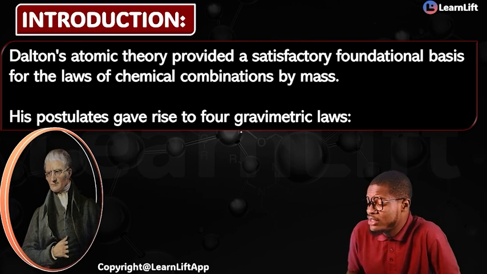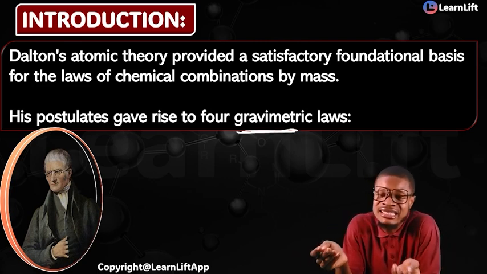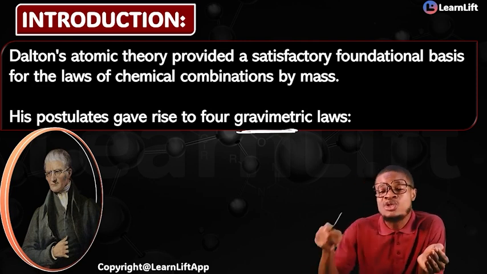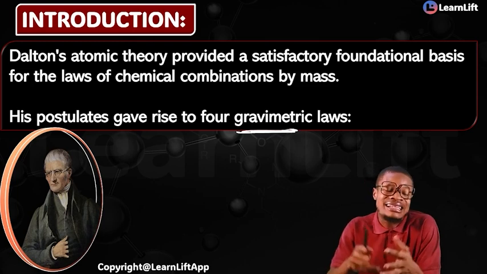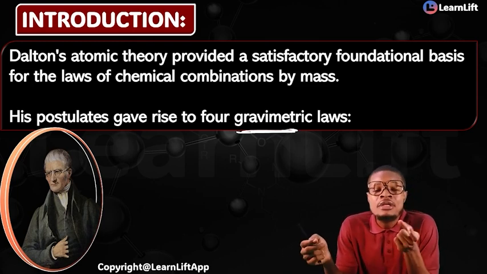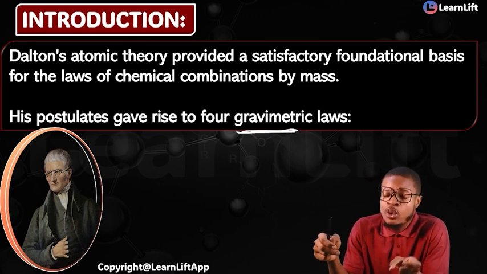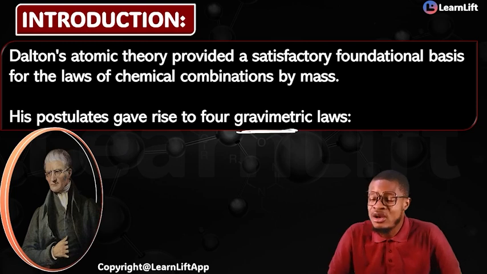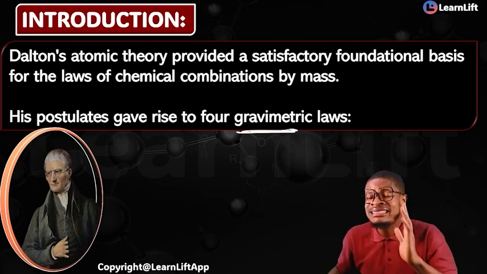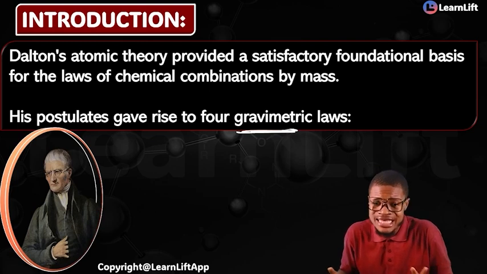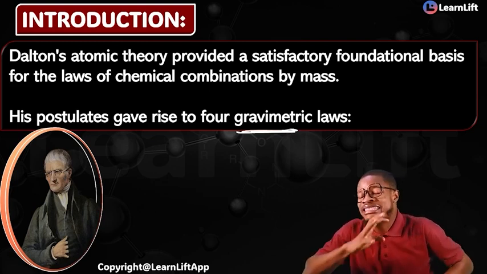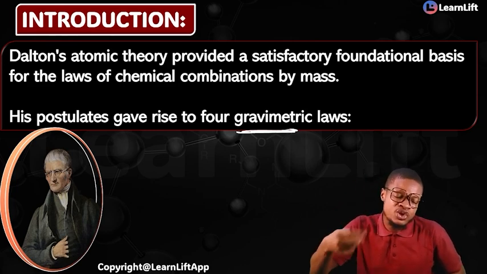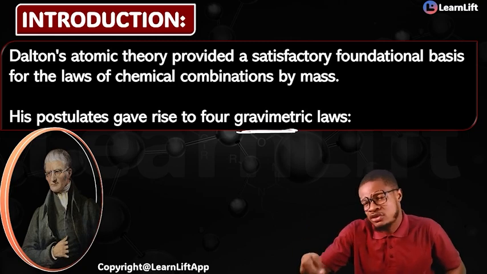His postulate gave rise to 4 gravimetric laws. Anytime you hear the word gravimetric, first and foremost, what is gravimetric analysis? It's under your quantitative analysis. That has to do with your weight or your mass measurement. So the postulate of John Dalton gave us insights into 4 gravimetric laws. Listen carefully. These 4 laws are the laws that govern chemical combination. How many are they? There are just 4 of them. Whose atomic theory talks about the whole of them? That's John Dalton's atomic theory.